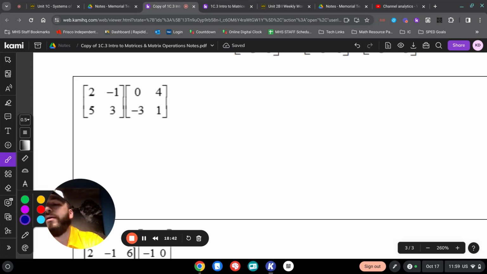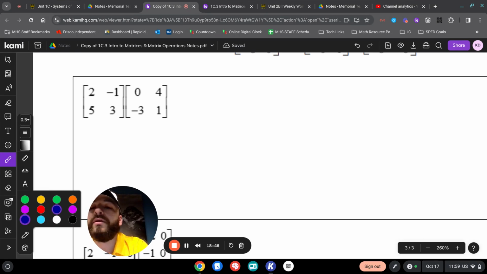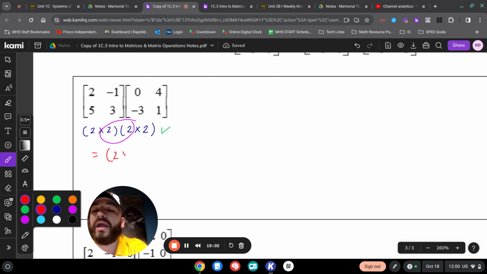This is a 2 by 2 times a 2 by 2. That 2 and that 2 are equal, which means I am going to have a resultant matrix, and that resultant matrix, of course, would be a 2 by 2, because that's what my outside pieces are. So I'm all good to go. I can go ahead and do my multiplication. What I'm going to do is take this first row and multiply it by this first column.